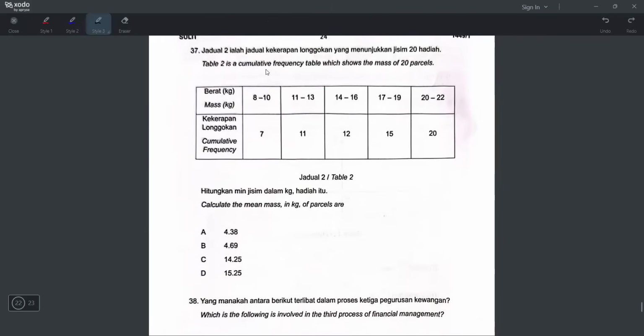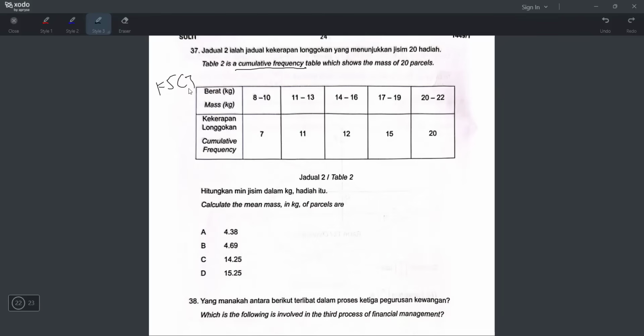37. Table 2 is a cumulative frequency table. The moment I see all this, I know already it's the Form 5 chapter on measures of dispersion for group data. Dalam bahasa Melayu, sukatan serakan for data terkumpul. Which chapter is this? Chapter 7, I think. Measures of dispersion for group data.